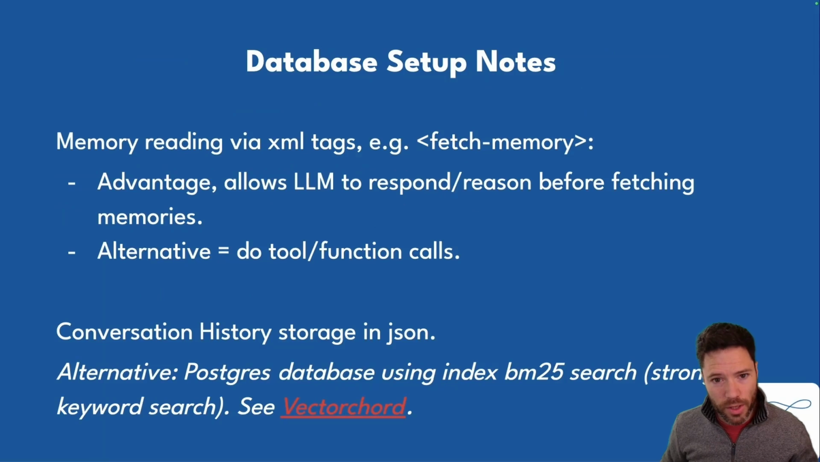A few other notes here on database setup and retrieval. Actually, I'll do this in reverse. For this video, I'm just going to store the conversation history in JSON format. If you want to implement this in production, you should use Postgres. I have got a folder explaining how to do that using BM25 search, which is a pretty good, accurate form of search, including indexing for speed.